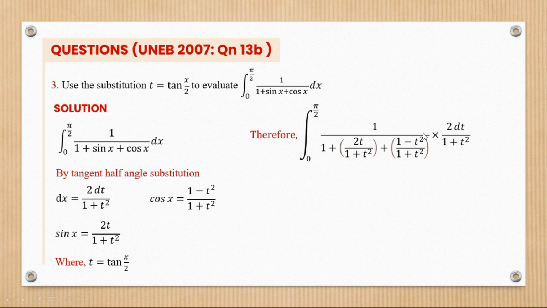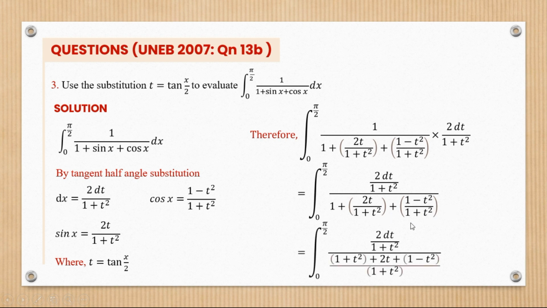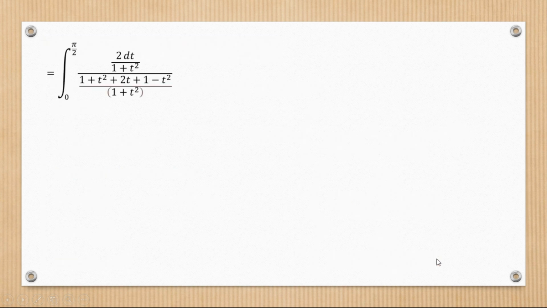So I can see that this value goes to the numerator, then this is what I will have. So basically I can solve these values here and find the LCM. So the LCM is 1 plus t squared, so I'll combine them, and then I'll have 1 plus t squared plus 2t plus 1 minus t squared, like that. So we're going to simplify that, and then when you open brackets we shall have 1 plus t squared plus 2t plus 1 minus t squared.